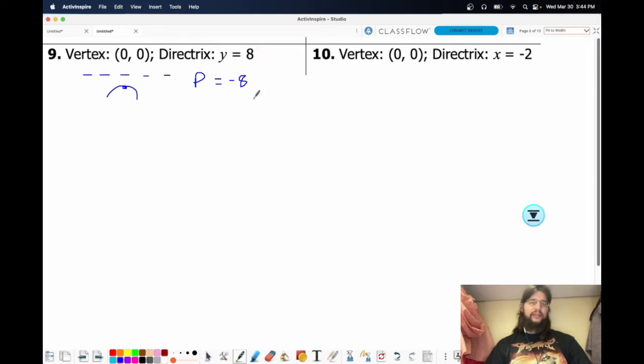0 to 8 is 8 units. Pointing down makes that negative. Vertical, so we're starting with x squared. Negative 8 times 4 is negative 32 times y.